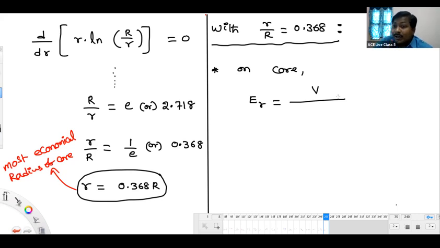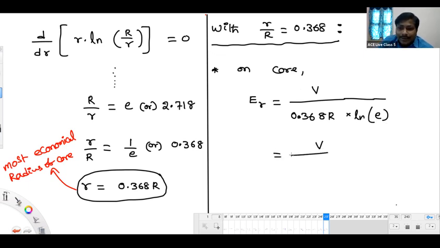The formula is V by small r, into natural logarithm of capital R by small r. That small r you should replace with 0.368 into capital R. Capital R by small r value is e, and ln of e is 1. You can get this as V by 0.368 times capital R. That is the electric field intensity on the core surface with the most economical radius condition.